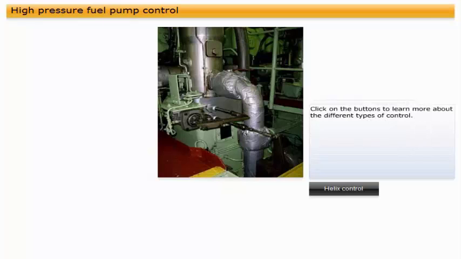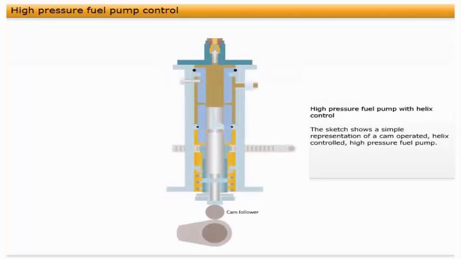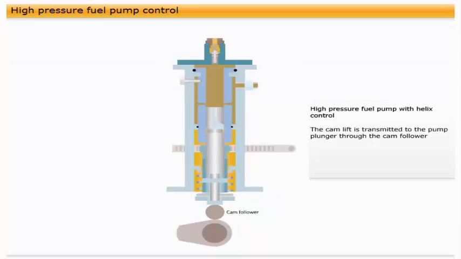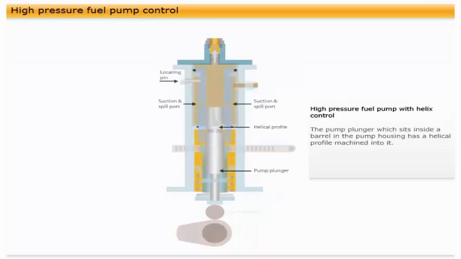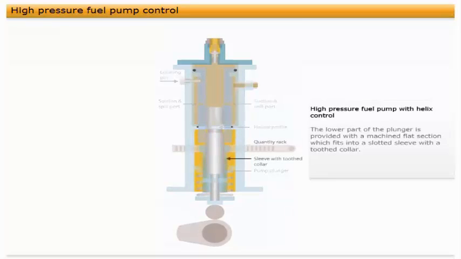The sketch shows a simple representation of a cam-operated, helix-controlled, high-pressure fuel pump. The cam lift is transmitted to the pump plunger through the cam follower. The pump plunger, which sits inside a barrel in the pump housing, has a helical profile machined into it. The barrel has suction and spill ports cut into it and a slot for the locating pin. The lower part of the plunger is provided with a machined flat section, which fits into a slotted sleeve with a toothed collar. A control rack connected to the governor engages with the collar of the slotted sleeve to give control of fuel quantity delivered.